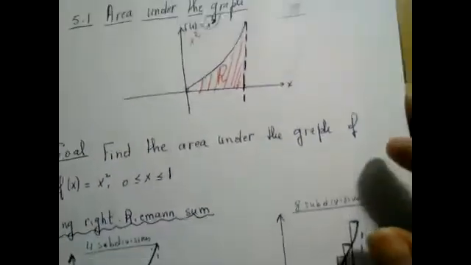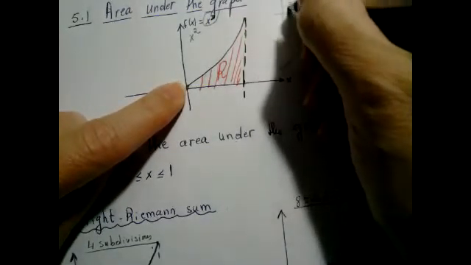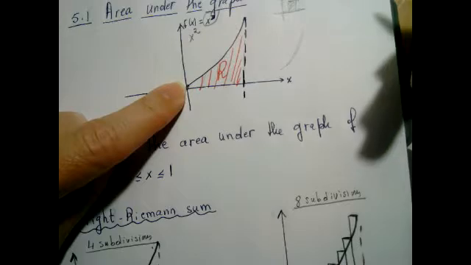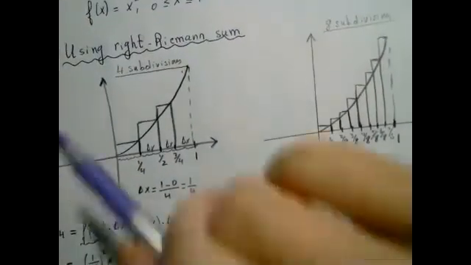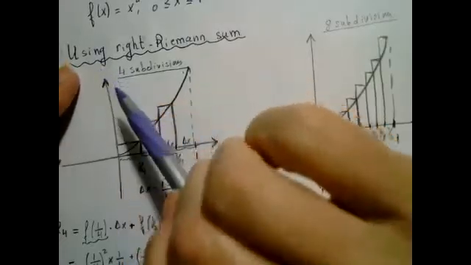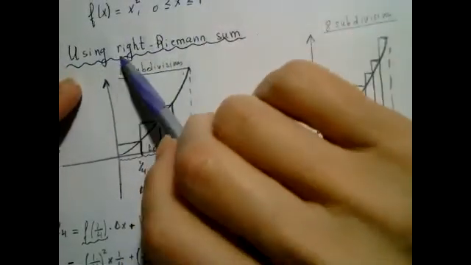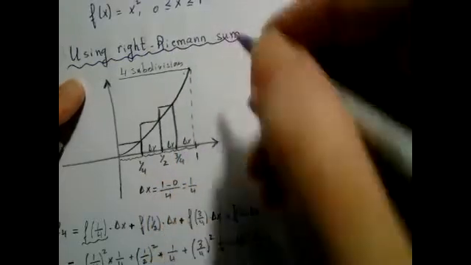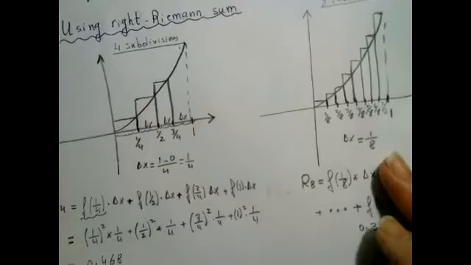So the idea is, okay, I cannot find the area of that, so I'm going to approximate it by the area of objects that I know. And those objects are going to be actually rectangles. So we're going to fill it with rectangles. What type of rectangle? We have a lot of choices. The first rectangle we did is what we call right rectangle, and the more mathematical word is right Riemann sum. It means you're going to use what we call right rectangles to approximate the area.